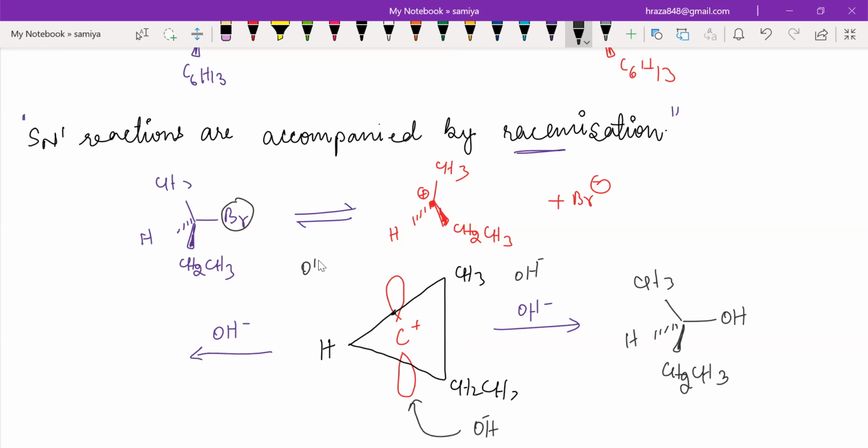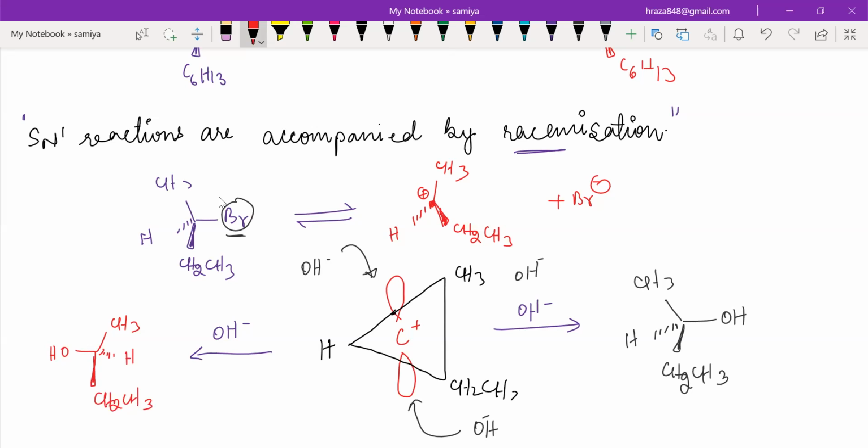Now, if OH attacks from the back side, what happens? Br is on the right hand side, so OH will be on the left hand side. Then this is CH3, this is hydrogen, and this is CH2, CH3.